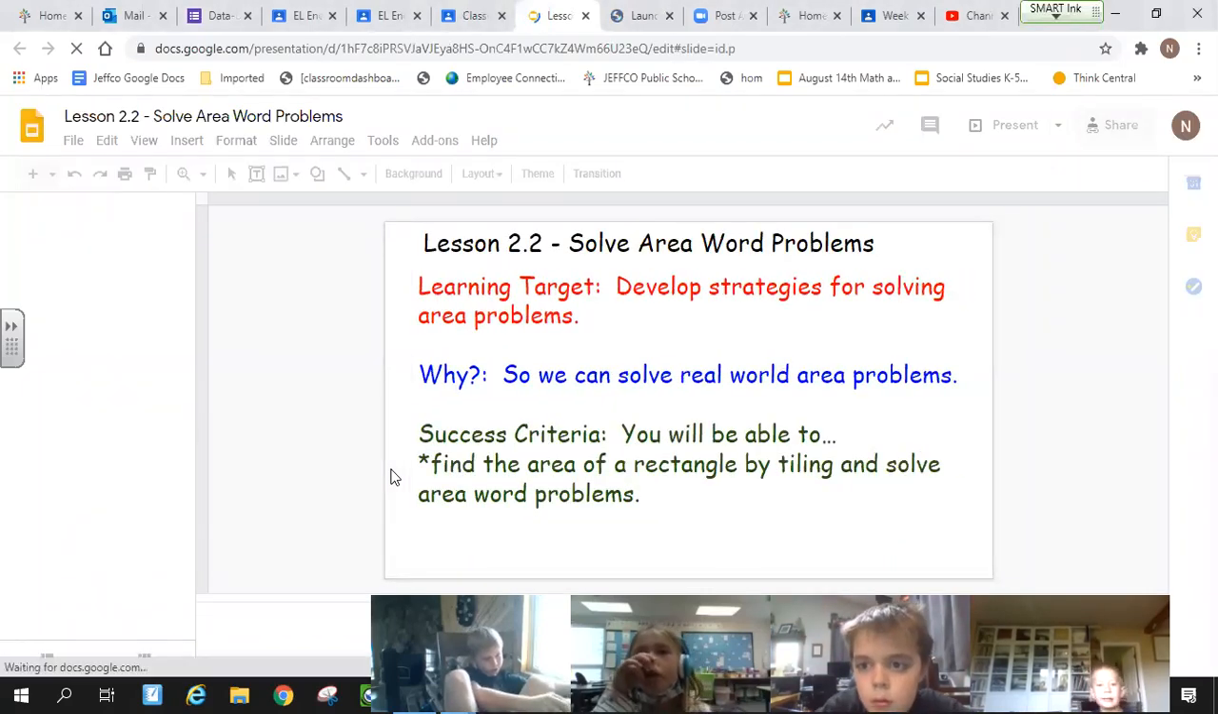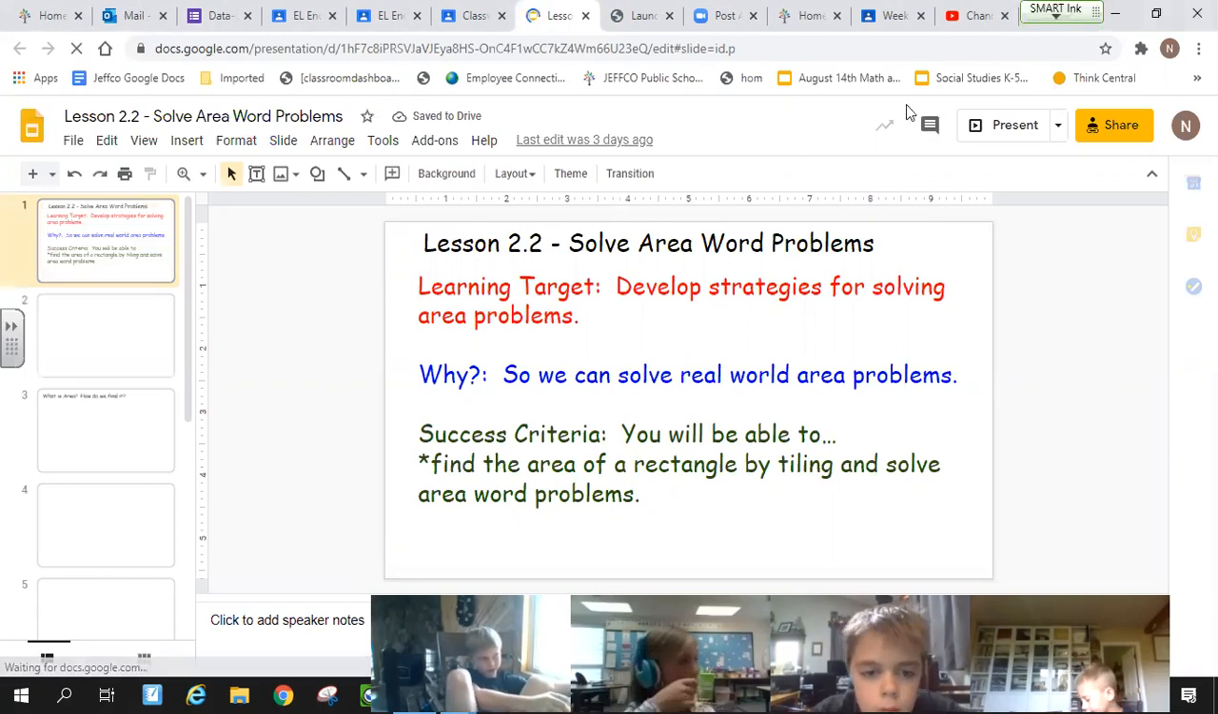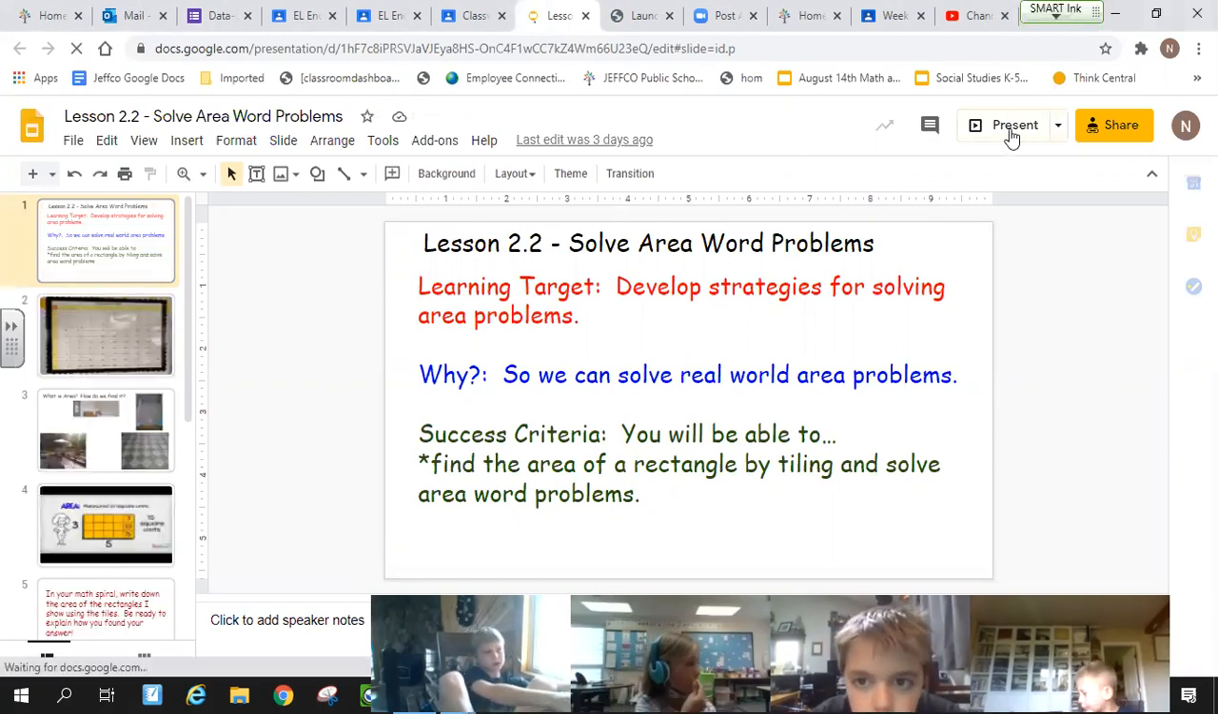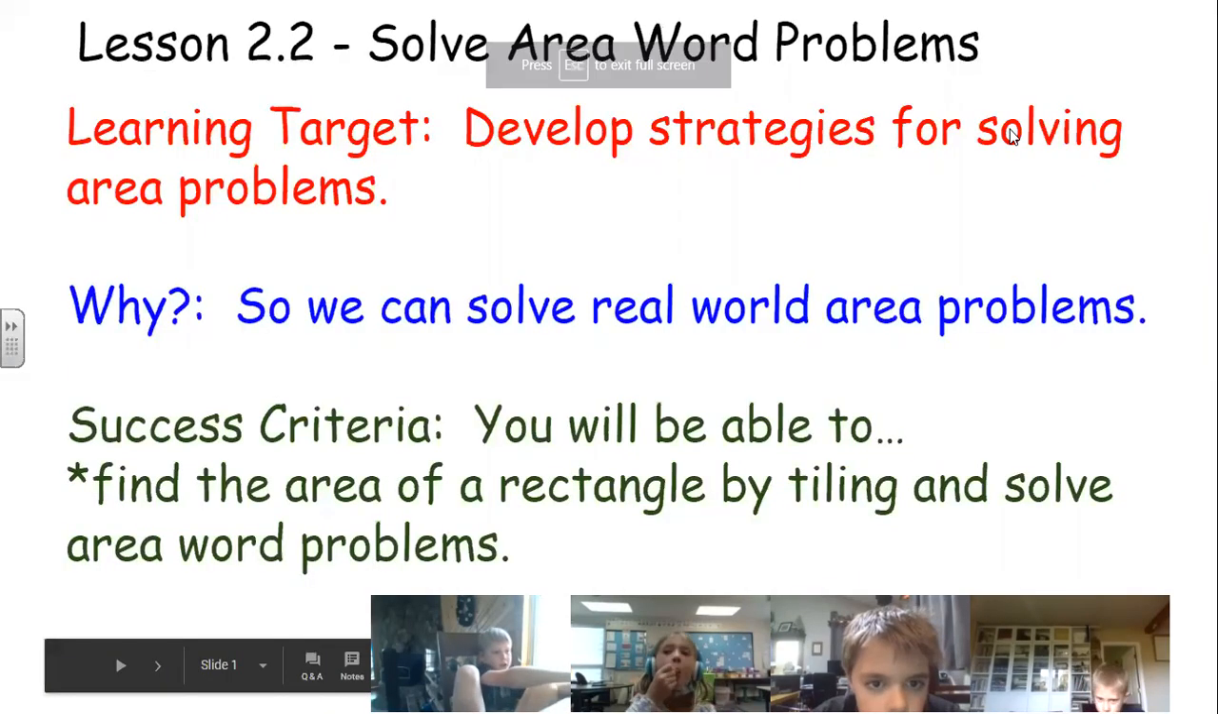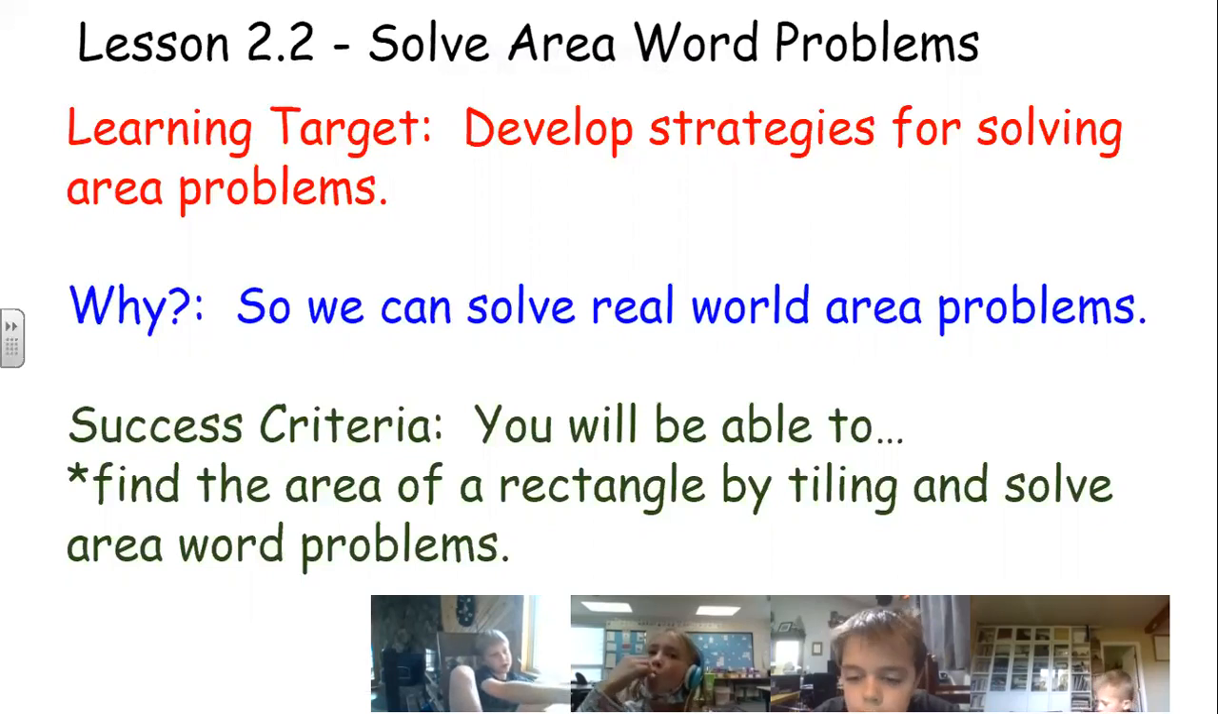Who can raise their hand and tell me what you remember about area? Surnay, what do you remember about area? It's like length times width. Okay, so Sawyer and Cooper, I don't know if you heard what she said, but she said area is like length times width. That to me is how you find area. That's a strategy. So thank you.